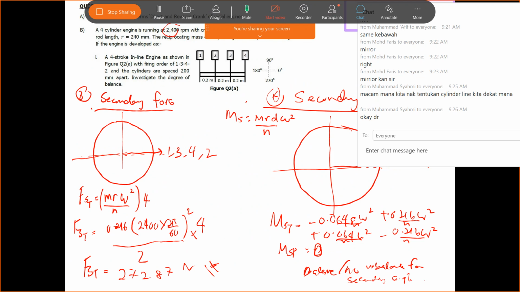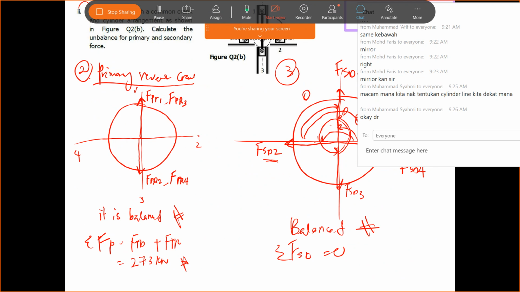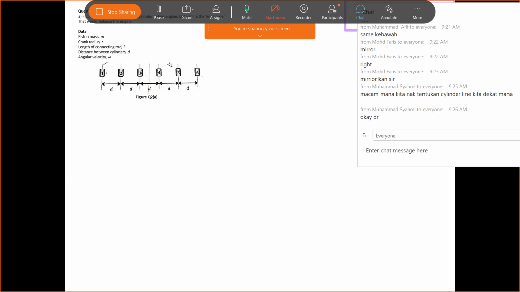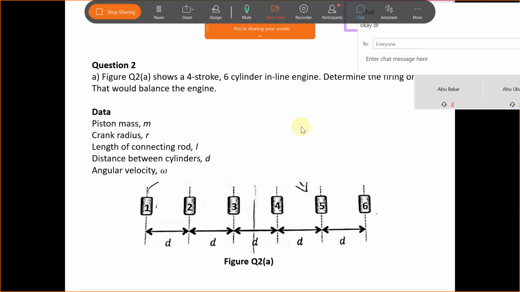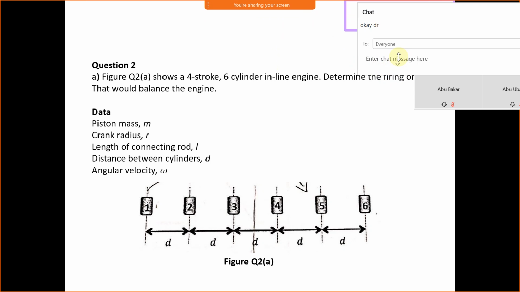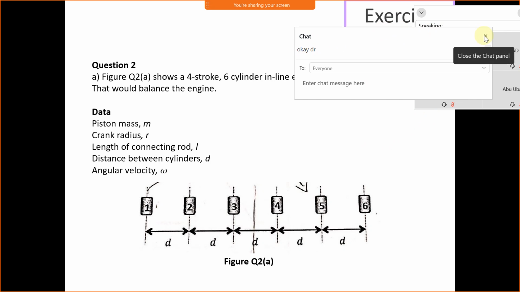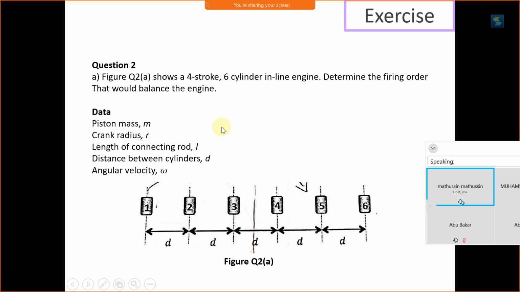Okay, kita tengok sempat ada satu soalan. Okay, this one. Figure question 2A shows a 4-stroke 6-cylinder inline engine. Okay. 4-stroke 6-cylinder inline engine. Determine firing order. Okay, macam mana nak tentukan firing order ni? How to determine our firing order? That will balance the engine.